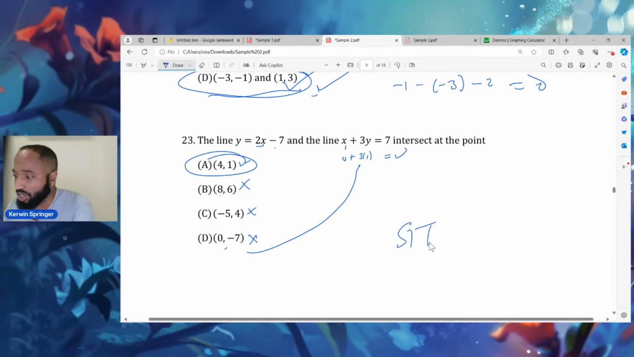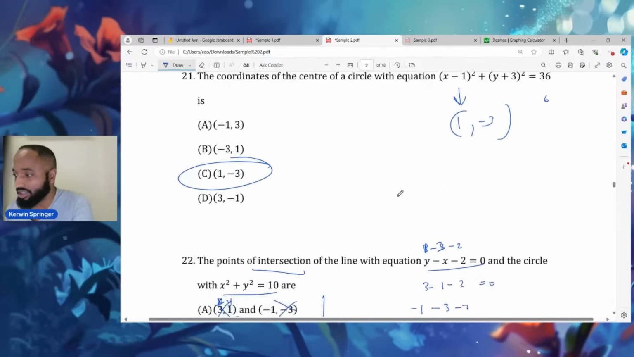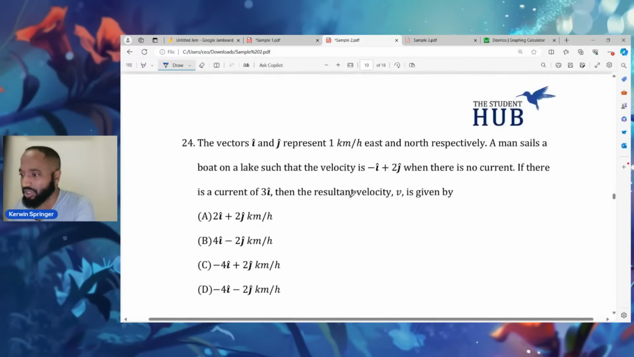So theta is really working out strong for these kinds of questions with the intersection. Point of intersection, just working it out real fast, rather than having to solve the simultaneous equation.